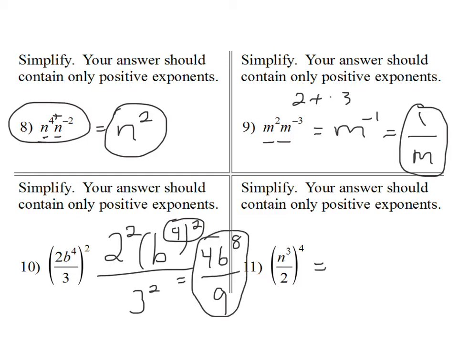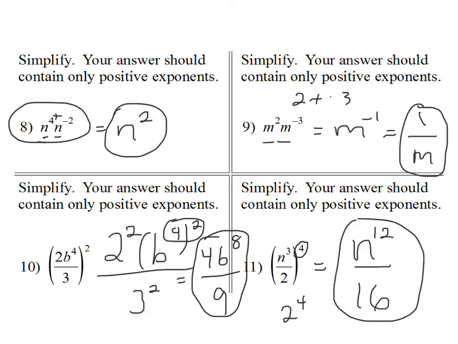And on this next one, again, we have to take the 4 and distribute to each one. So n to the third to the fourth, power to power, we multiply, so that's n to the 12th. Then we have 2 to the fourth. Well, 2 to the fourth is 2 times 2 is 4 times 2 is 8 times another 2 would be 16. So my final answer is n to the 12th all over 16.